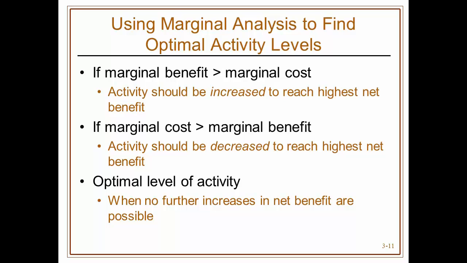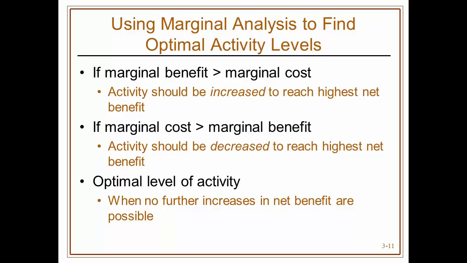When you increase your activity, your total benefit is still going to increase, but it's going to slow down a little bit. As you increase your activity, your total costs are going to increase too, and they usually increase a little bit faster. So if the marginal benefit, if the revenue coming in from this worker is greater than the cost, then you certainly want to hire that person.